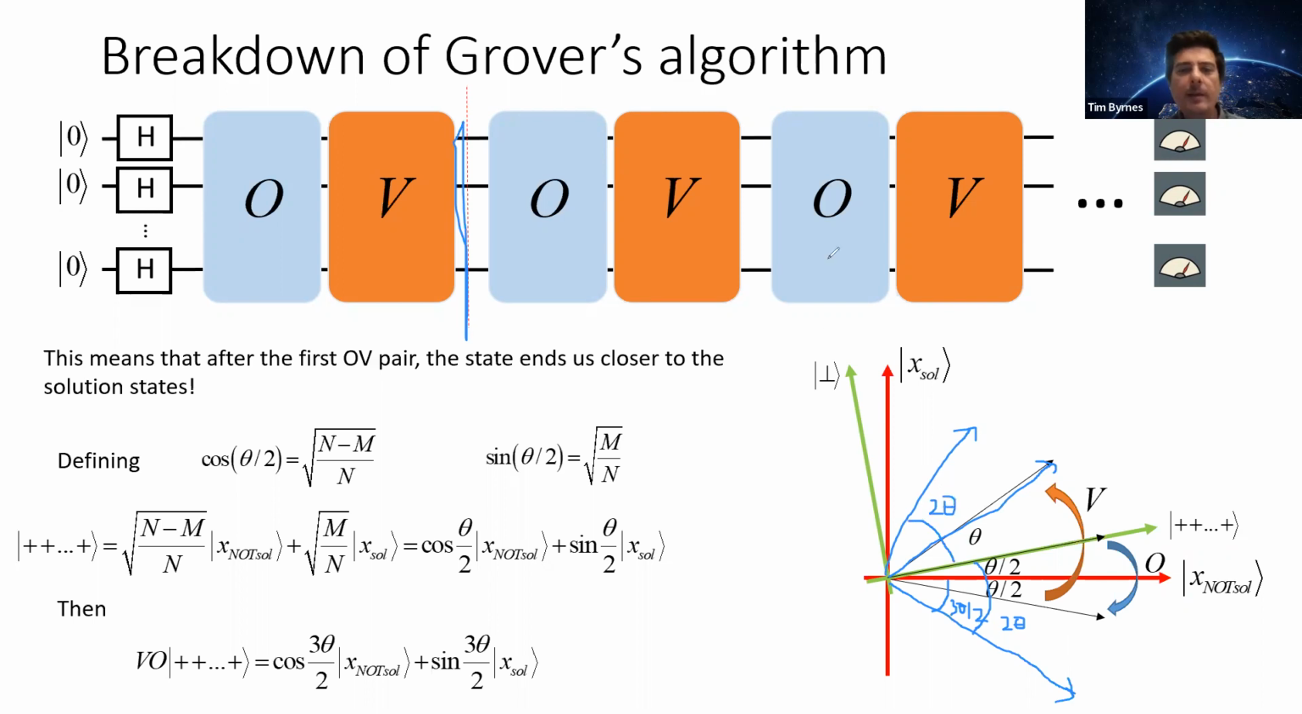So if we track what's happening to this vector, let's look at the angles. In the initial state, the angle was theta over 2, and then over here the angle was 3 theta over 2, and then over here the angle is 5 theta over 2. So basically each time you apply this OV, it gets closer and closer to this x sol.